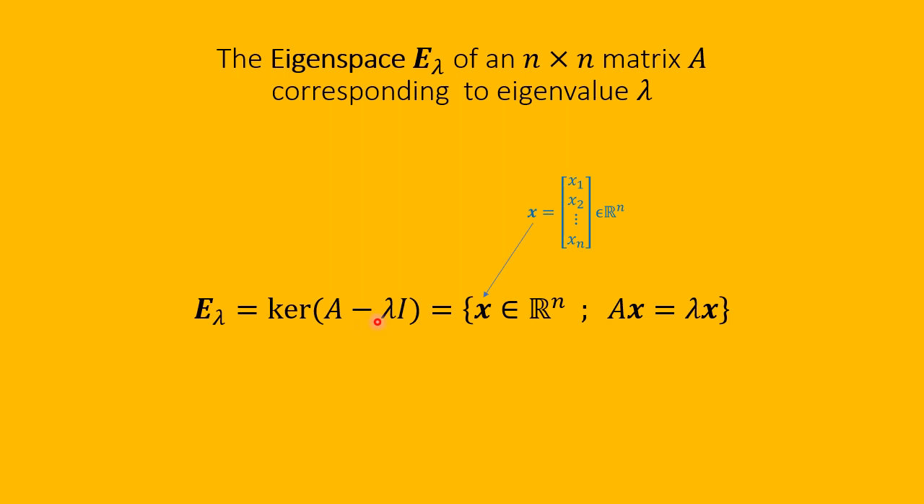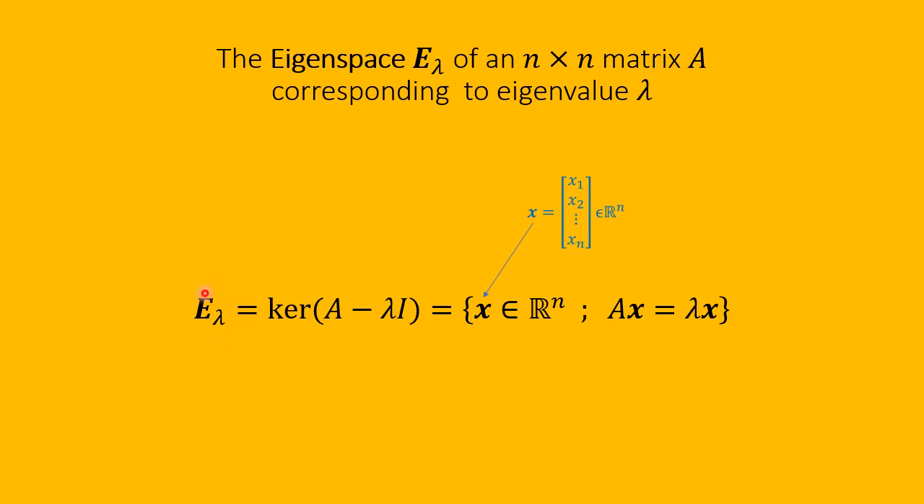So the kernel of A minus lambda I is the set of all x's such that A minus lambda I times x is 0. But that is the same as saying that A times x is lambda times x. So all of the non-zero vectors in E sub lambda are eigenvectors of A corresponding to the eigenvalue lambda. There's one particular vector, and only one vector, in this eigenspace that is not an eigenvector.